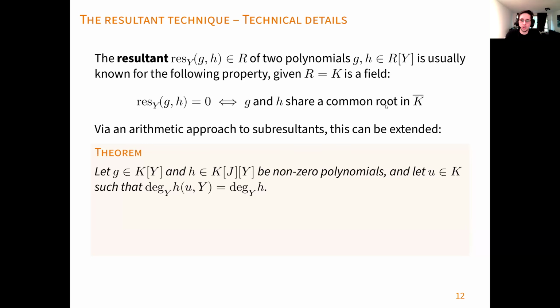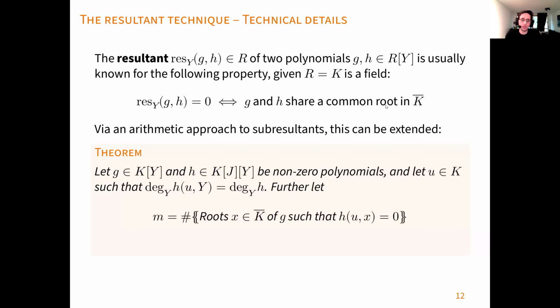And we take two such polynomials, and we take a point u in the field K, such that when we evaluate the polynomial H at u with respect to this coefficient variable j, this preserves the degree in the Y variable of our polynomial H. What we do then is we count the number of roots of our polynomial G, such that this H_u(Y) polynomial also vanishes at them. And here you might notice this double bracket notation.